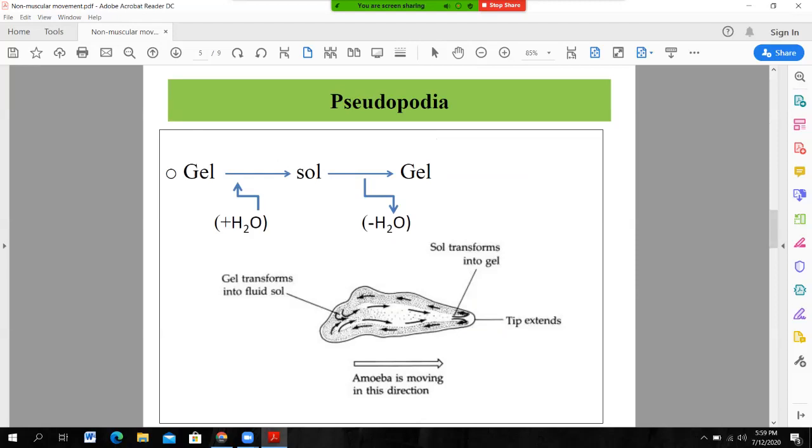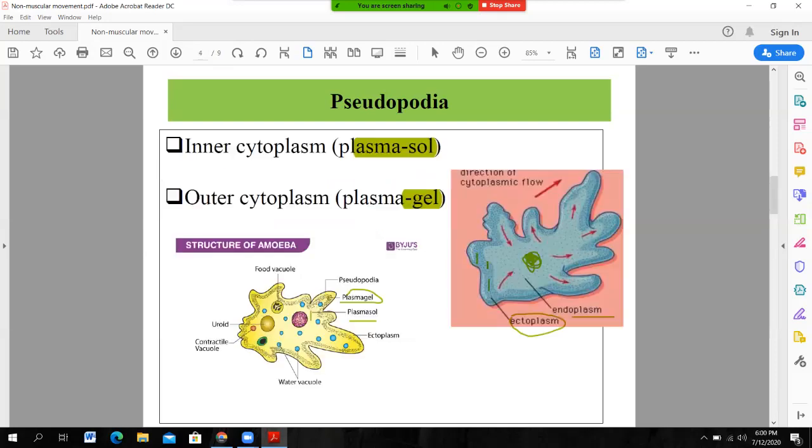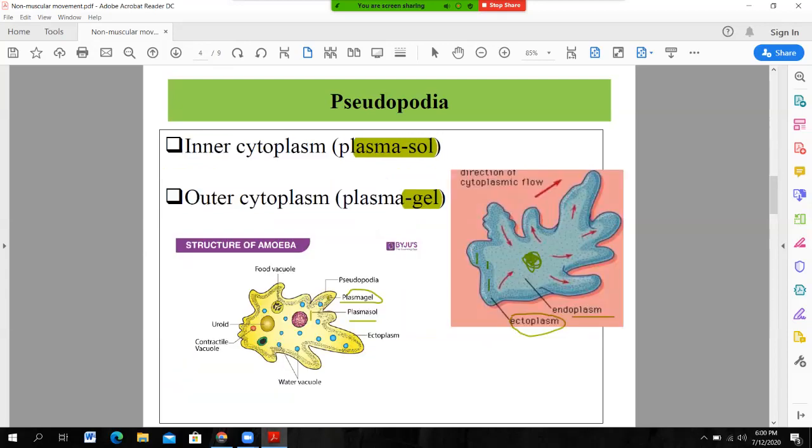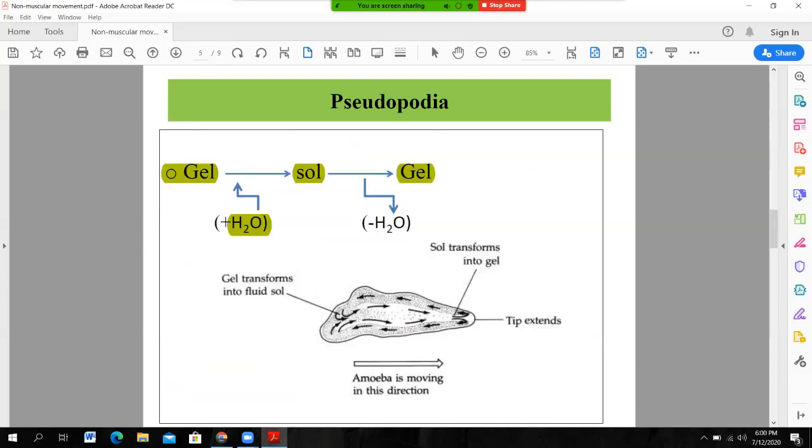According to this theory, the plasma gel is converted to plasma sol when water is added to the organism. When water is added, the plasma gel is converted into plasma sol, and when plasma sol is converted into plasma gel, water is released. So according to this theory, it is a reversible change between the two states, sol and gel, and this takes place by the addition and removal of water.